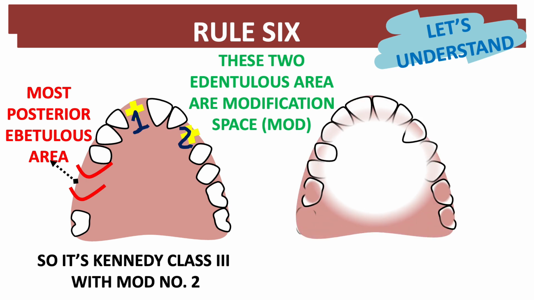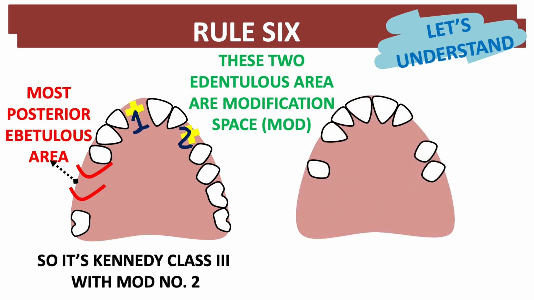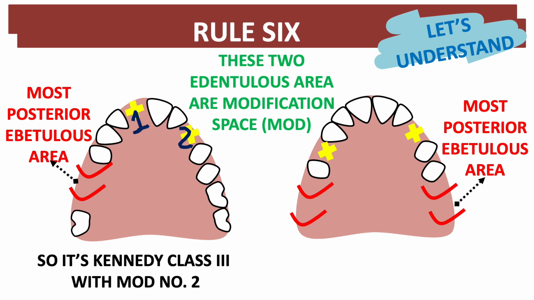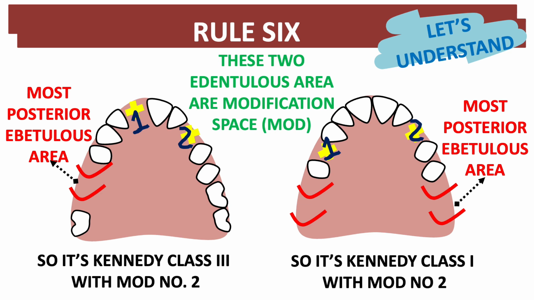Look at the next figure and try to understand. Same in this figure. In the cross we have an anterior edentulous area, in the tick we have a posterior one. So the posterior-most will determine the classification. According to the posterior-most edentulous area, this is Kennedy's class 1 classification. Again, in this we have two modification spaces. So this is Kennedy's class 1 with modification number 2.